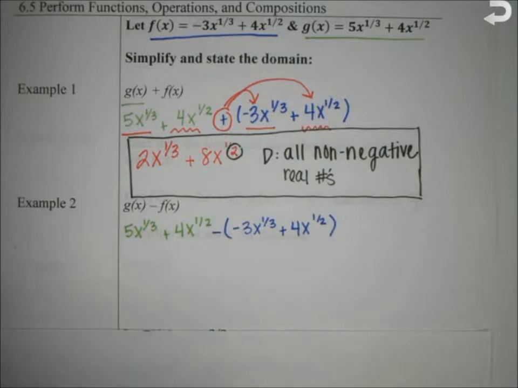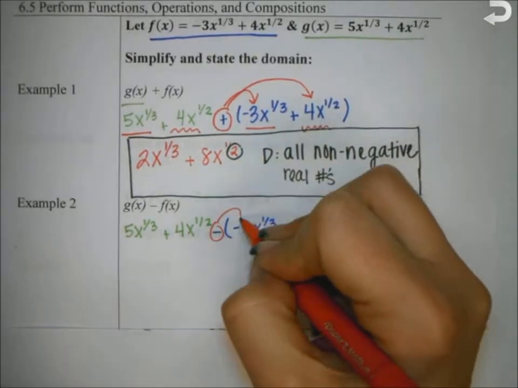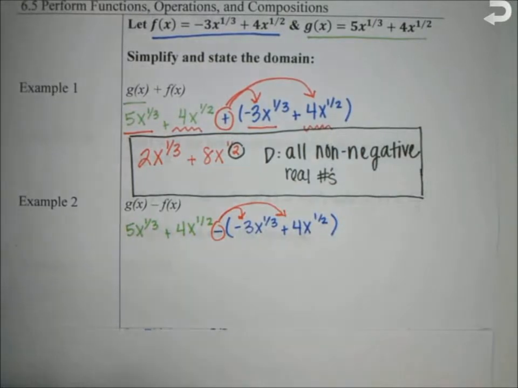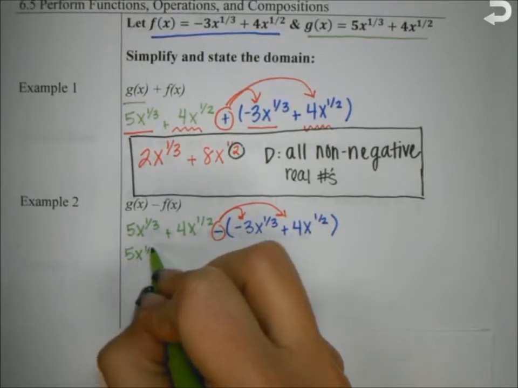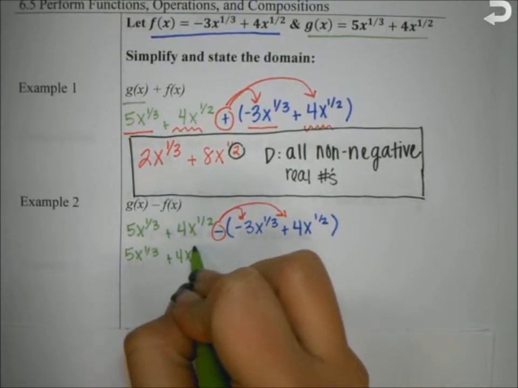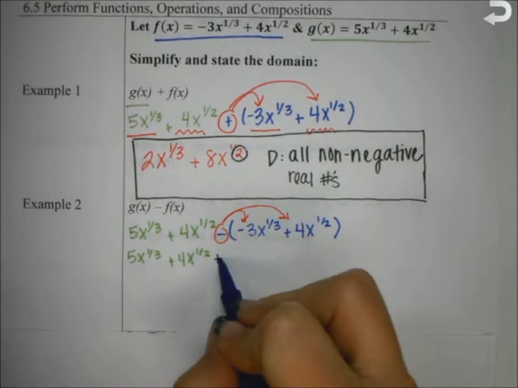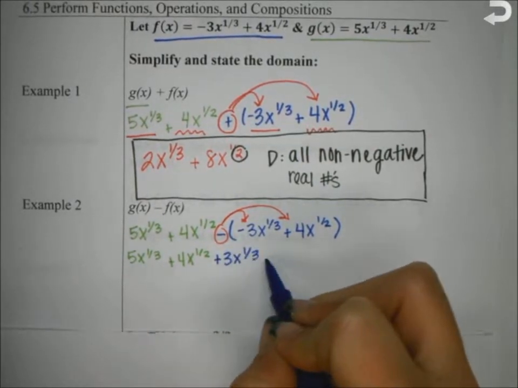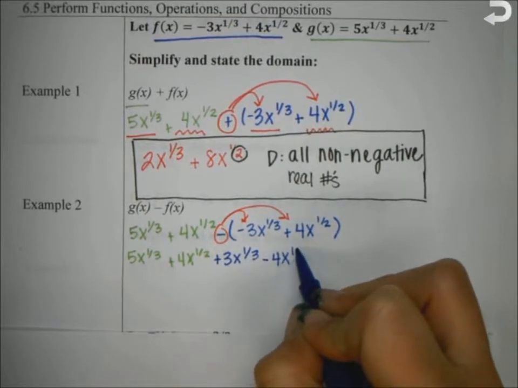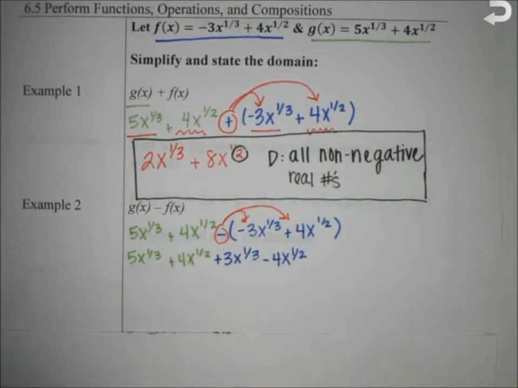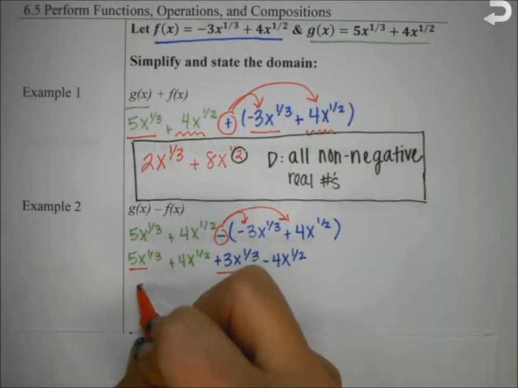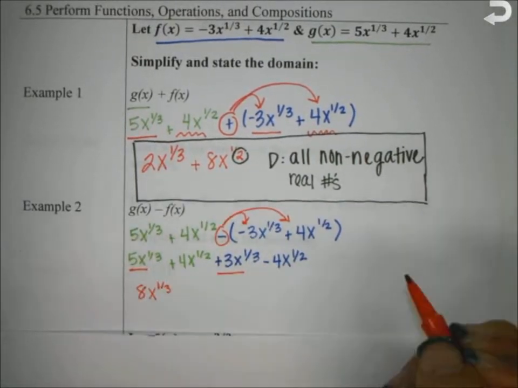So my new thing is going to be, let's rewrite this, 5x to the 1/3 plus 4x to the 1/2. And this changes to plus 3x to the 1/3, minus 4x to the 1/2, correct? And when I combine those guys, what do I get? 8x to the 1/3. And that's it, because those guys cancel each other out. Okay, so my answer here is 8x to the 1/3.